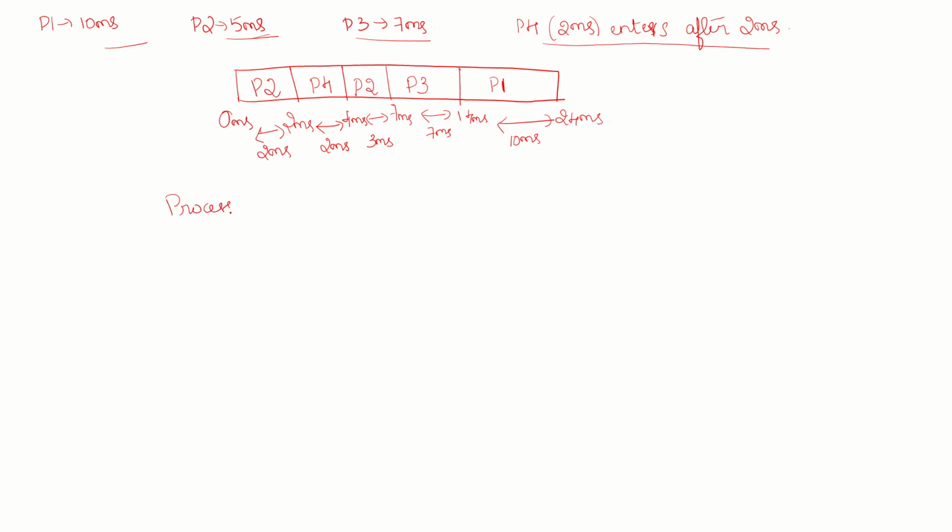Process, waiting time. Now this is really a little bit tricky. Here we have to understand the problem. First P2 is there. Next we will write P4. No need to write P2 again because we will consider the waiting time here only. Next P3. After that P1. P2, P4, P3, P1.